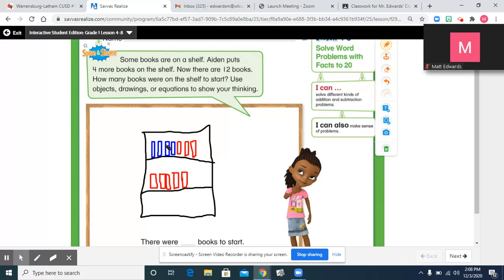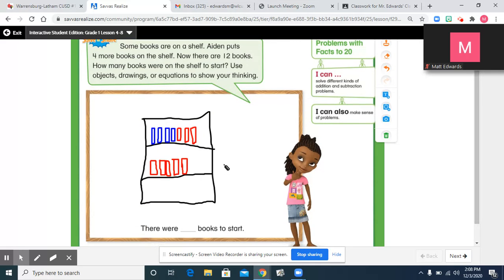Now let's look at the books. There are the 4 that he added on to whatever was on there before. So the red books on my screen, that's how many books he started with. So let's count the red books up, and that'll tell us how many books there were to start. So there were 1, 2, 3, 4, 5, 6, 7, 8 books to start with.